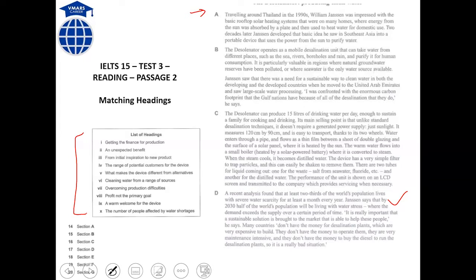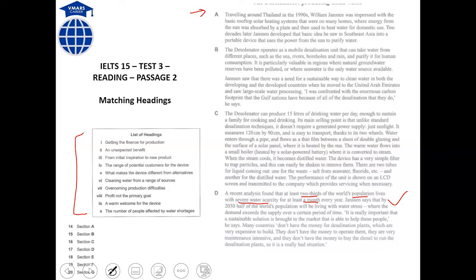A recent analysis found that at least two-thirds of the world's population lives with severe water scarcity. So there are certain words which you feel are relevant or can work as your keywords. So mark them. Two-thirds population, water scarcity, a month every year. Jensen. So you will say, oh, who is Jensen? Just say that's a name, okay?